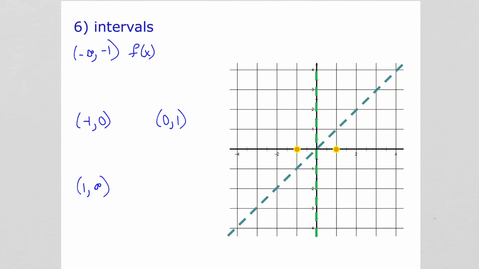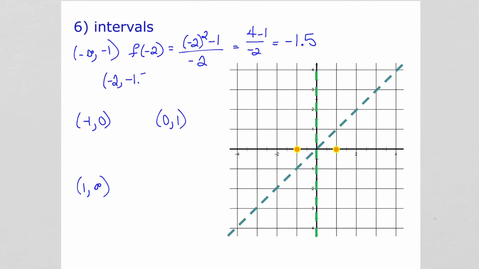So for this first one, it's got to be less than negative 1. So let's just pick negative 2. So we got on the top negative 2 squared minus 1 over negative 2. That'll give us, as a decimal, negative 1.5. So our first point is at negative 2, negative 1.5, or negative 3/2. But I changed it to a decimal because negative 3/2 would be top heavy, and we want to be able to graph it easy. So negative 2, negative 1.5 is something like that.